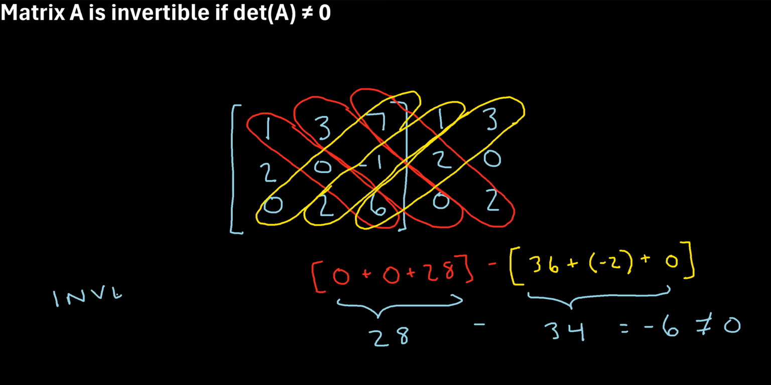So we'll write invertible. In other words, this 3 by 3 matrix does have an inverse because the determinant is not equal to 0.